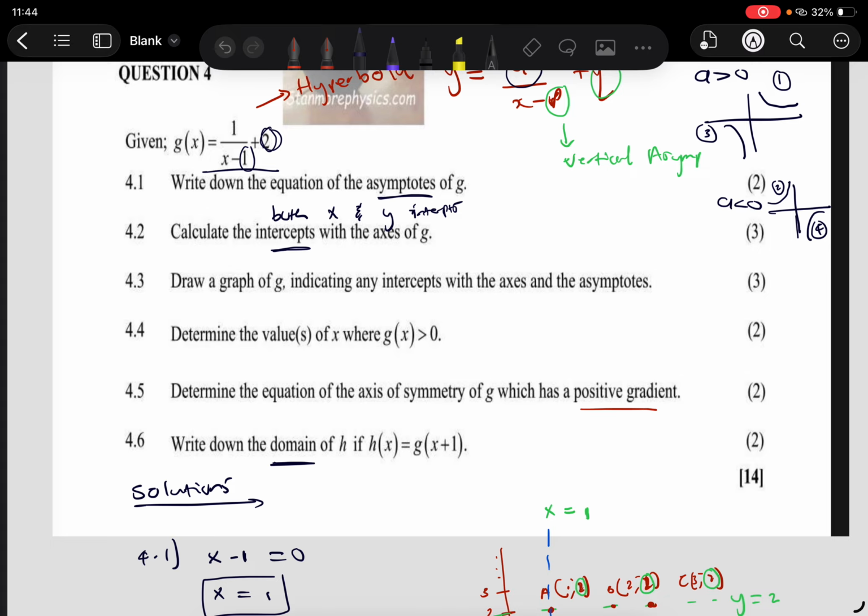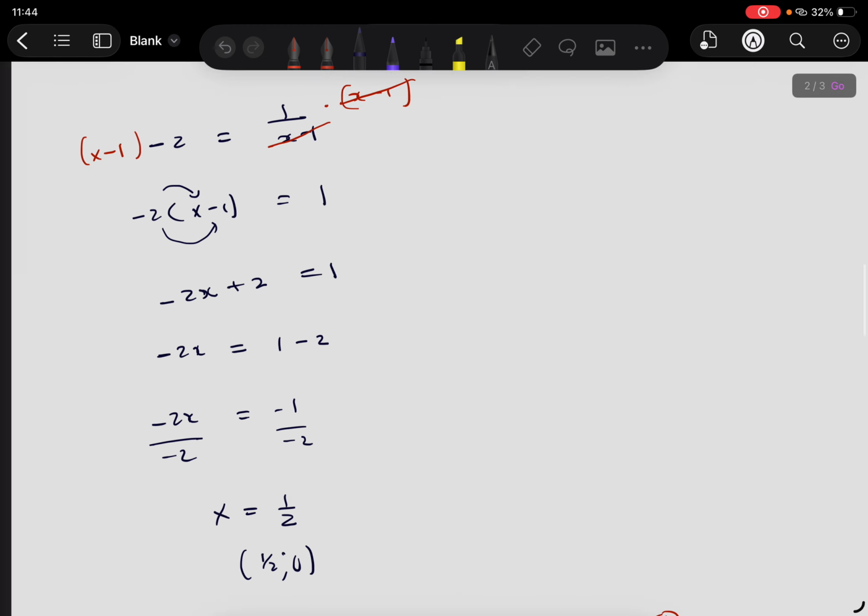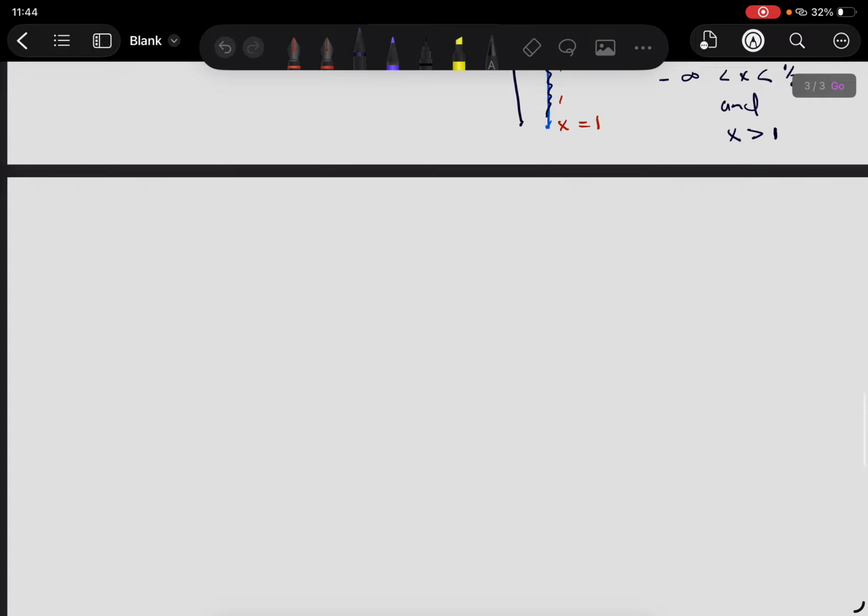Past paper questions, okay? Because remember, the aim is not only to get through the question but to thoroughly understand how we get to the correct solution, right? So on the last two videos, we looked at 4.1 up to 4.4. If you missed that, please go back and catch up on that. Now here we are only left with 4.5 and 4.6. 4.5 says, determine the equation of the axis of symmetry of which G has a positive gradient. Right. So now, let's just go to the page where we're going to look at that.